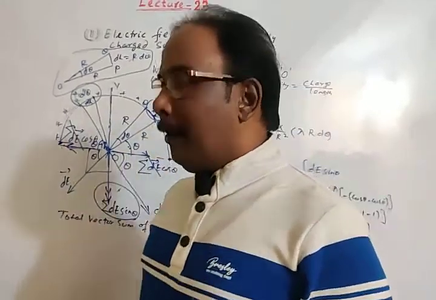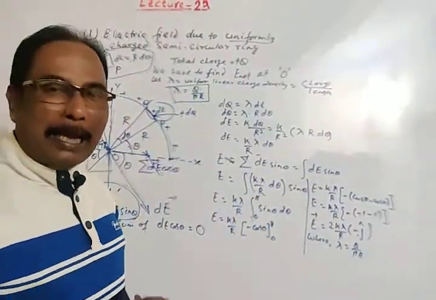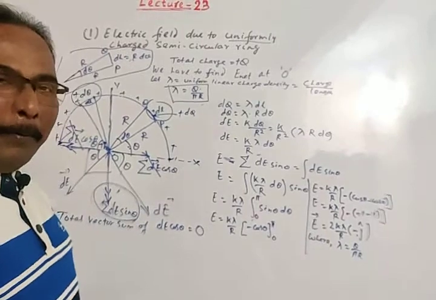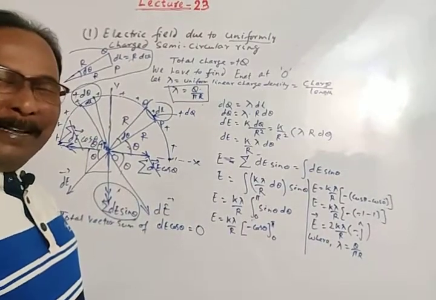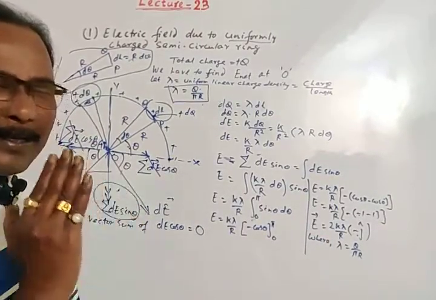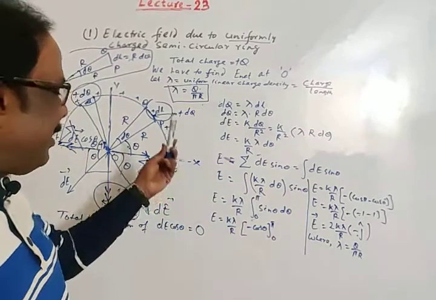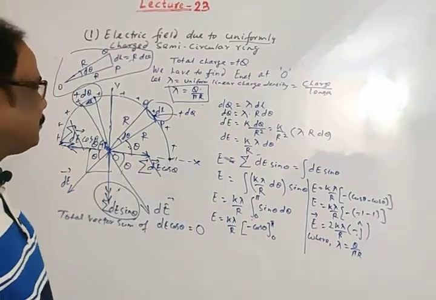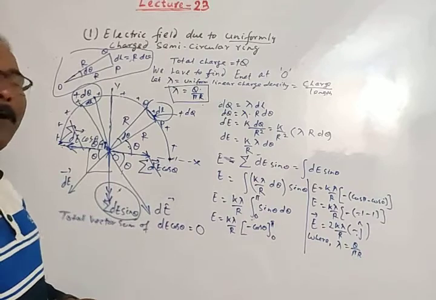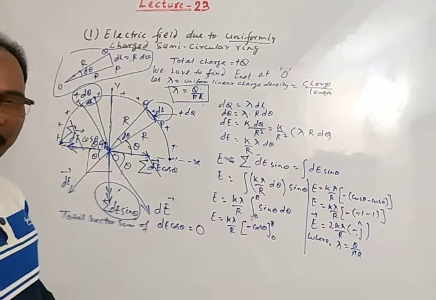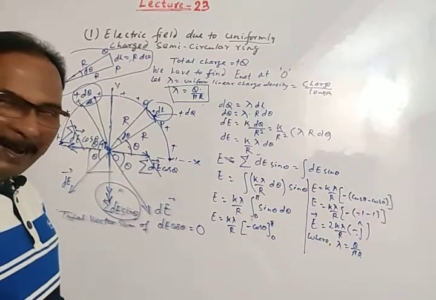Okay, then we will move to another case, case 2: electric field due to a uniformly charged quarter circular ring. This is very important for application questions. Okay, I think you have taken a screenshot. Okay, I will erase it now.